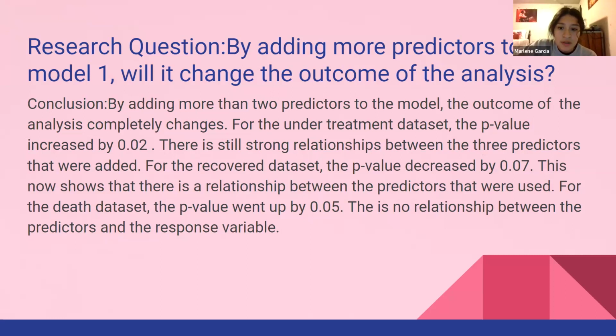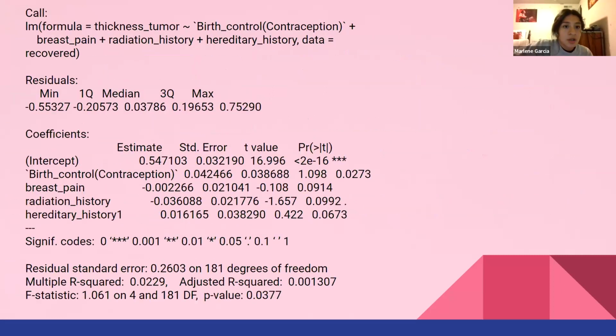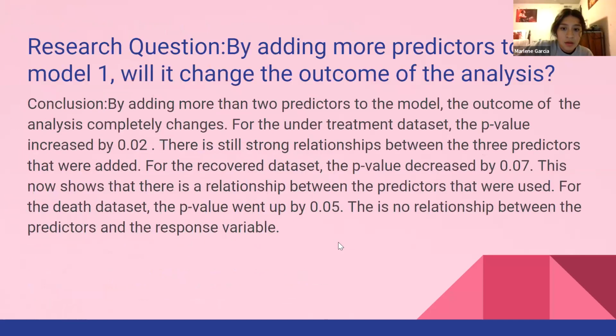For the recovered data set, the p-value decreased by 0.7. I honestly thought that it would increase, but I was proven wrong by making the multiple linear regression model right here, and I used the same predictors for the recovered data set. And then this is what I got for the p-value right here. And this now shows that there's a relationship between the predictors that were used.